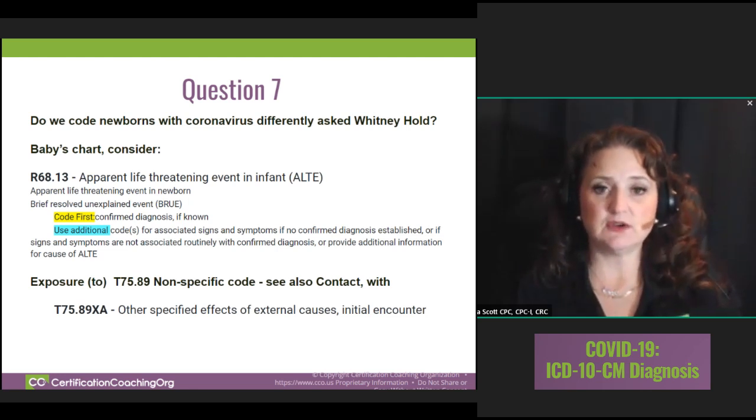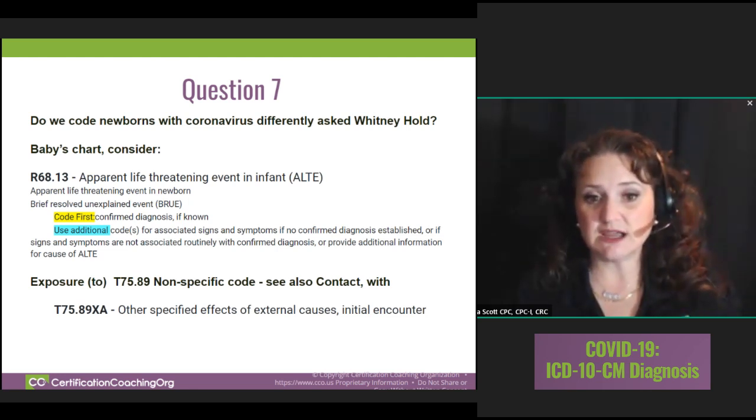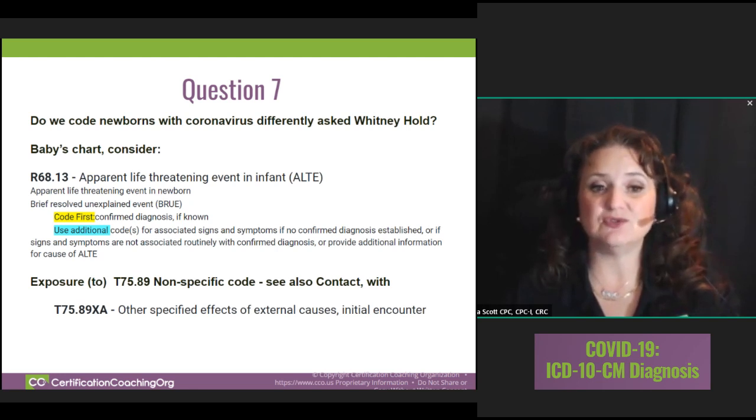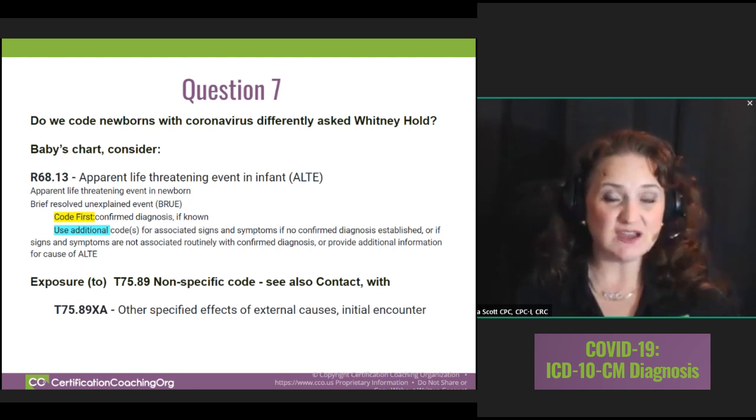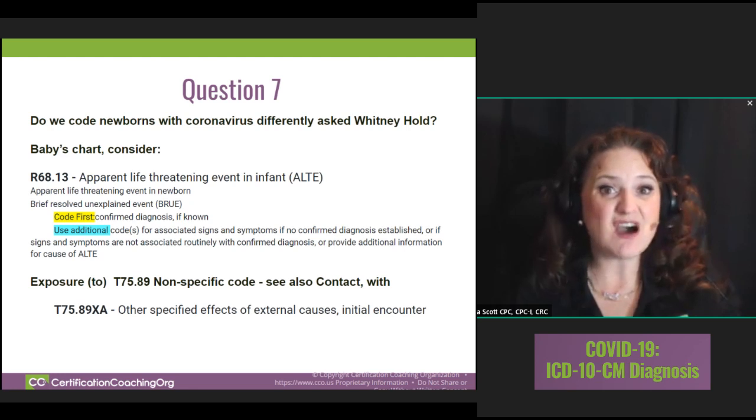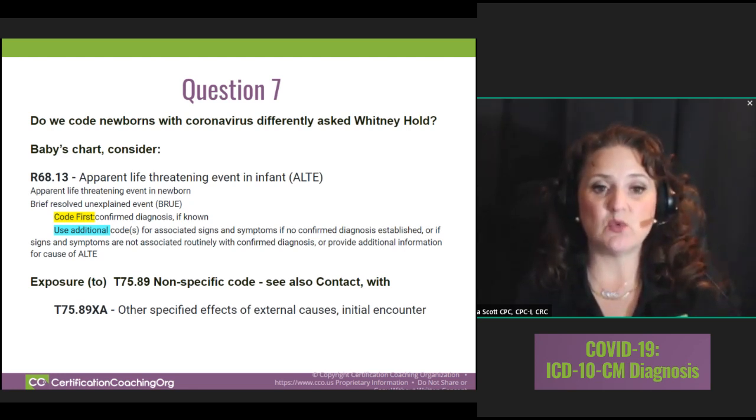So other codes that I thought you might want to be aware of that you maybe haven't thought of because they're not codes that get used a lot is R68.13, apparent life-threatening event in infant. This is kind of a gray area. If a life-threatening event happens, then we have to statistically capture it. That's what we're doing while we're doing.